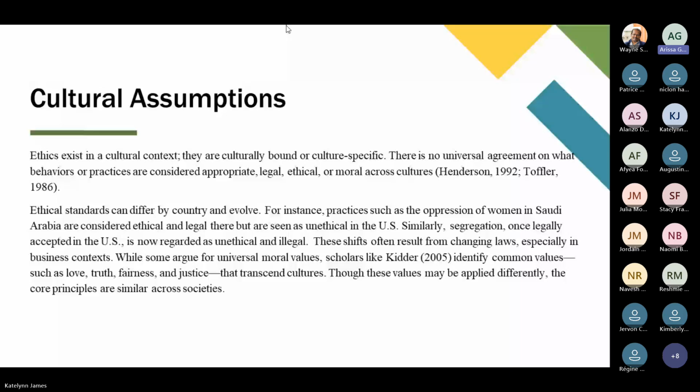While some argue for universal moral values, scholars like Kidder identify common values such as love, truth, fairness, and justice that transcend cultures. Though these values may be applied differently, the core principles are similar across societies.